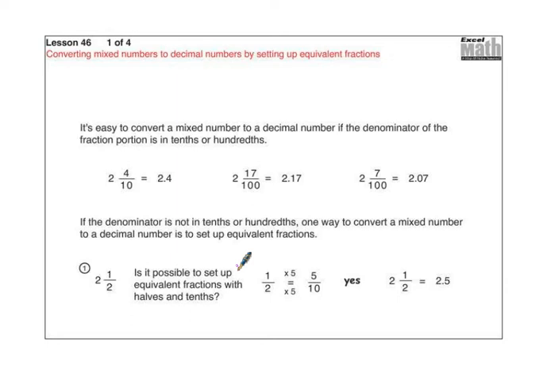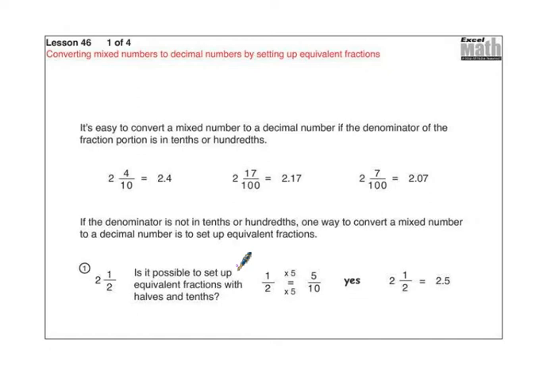All right, here we go. This is 6th grade Excel, lesson number 46. We're going to be looking at converting mixed numbers to decimal numbers by setting up equivalent fractions. This is all stuff that you've learned to do before, only we're going to combine it together into one problem.